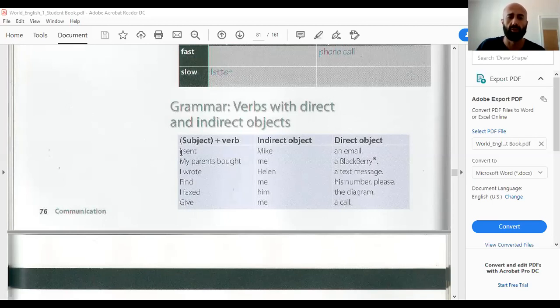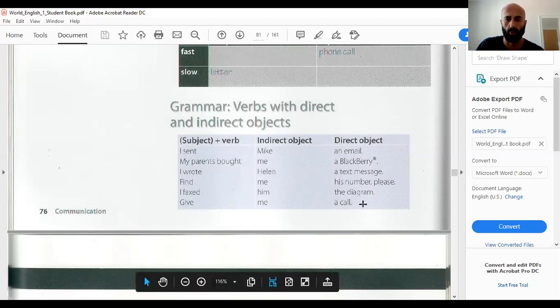First one, say for example, I sent Mike an email. You can say instead, I sent an email to Mike. So actually it means I sent to Mike an email, but "to" is disappearing here. You don't have to use it, so you just say, I sent Mike an email. Or you say, I sent an email to Mike, but then you need it. You cannot drop "to" if you put the indirect object at the end.